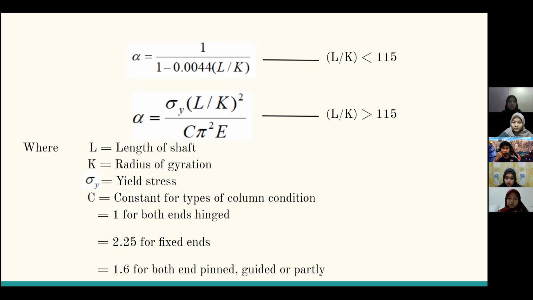So the constant depends on the column condition. The constant can be divided into three types. First is the both end hinge, so the constant will be 1. For the fixed end, the constant will be 2.25, and for the both end pin, the constant will be 1.6.